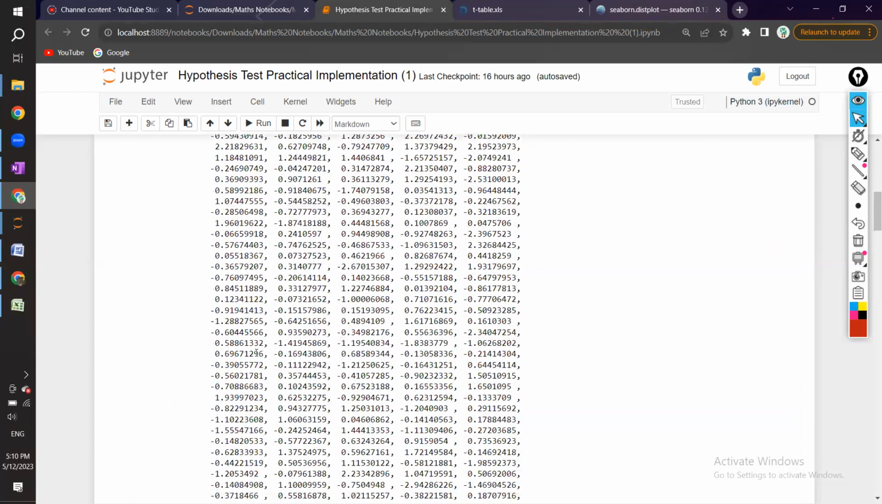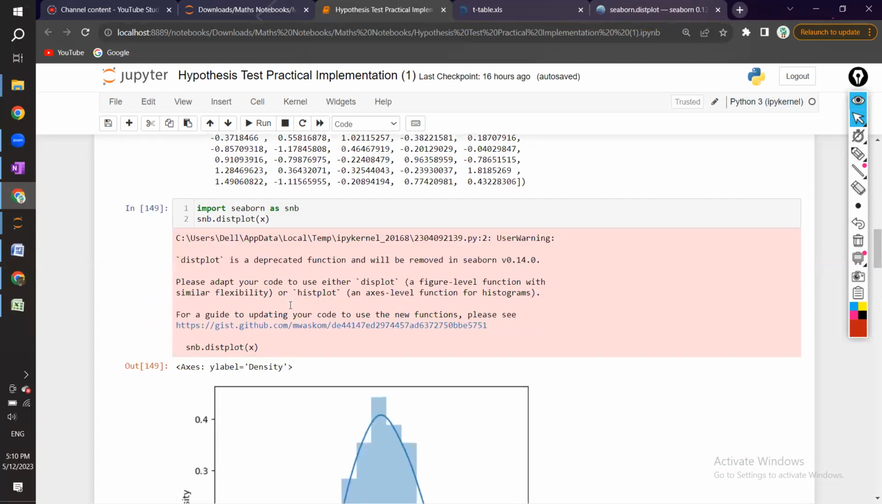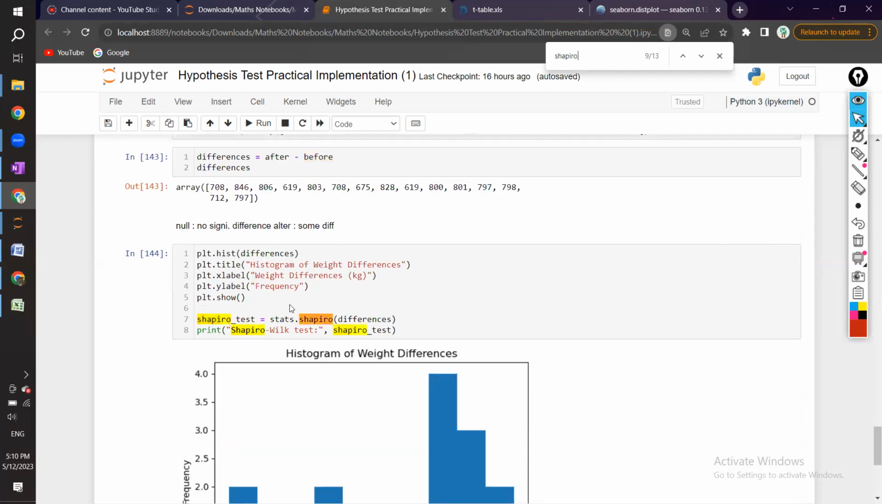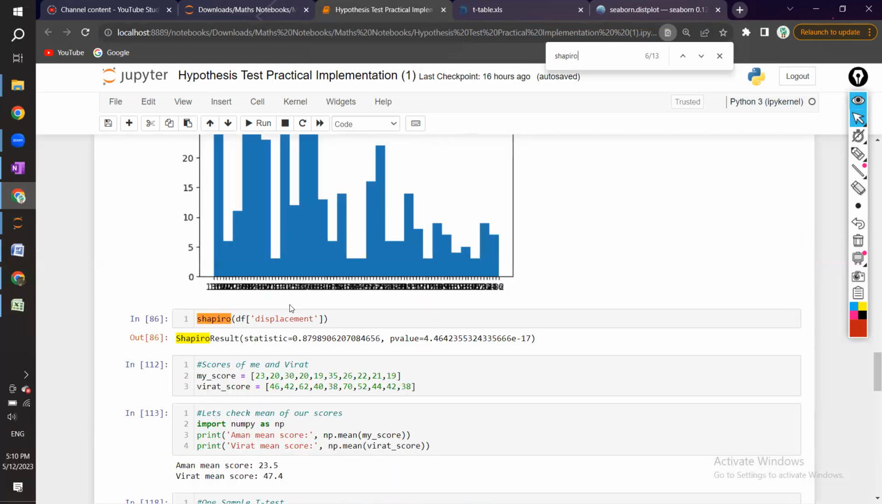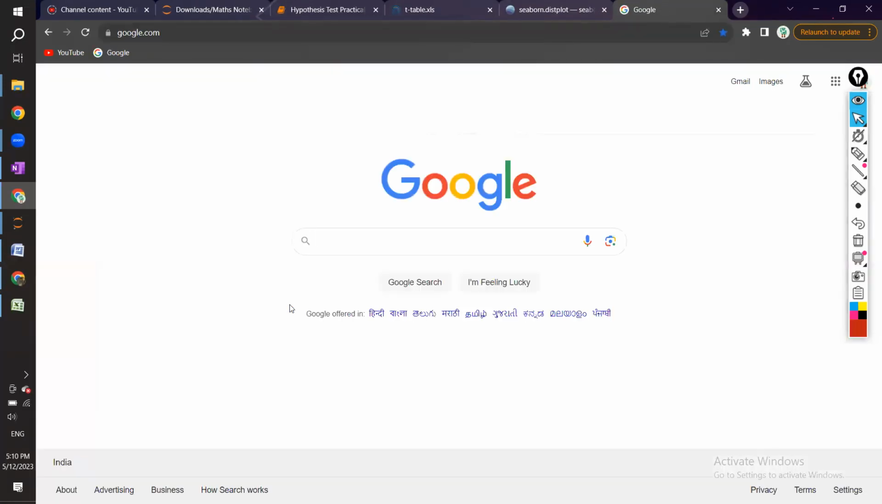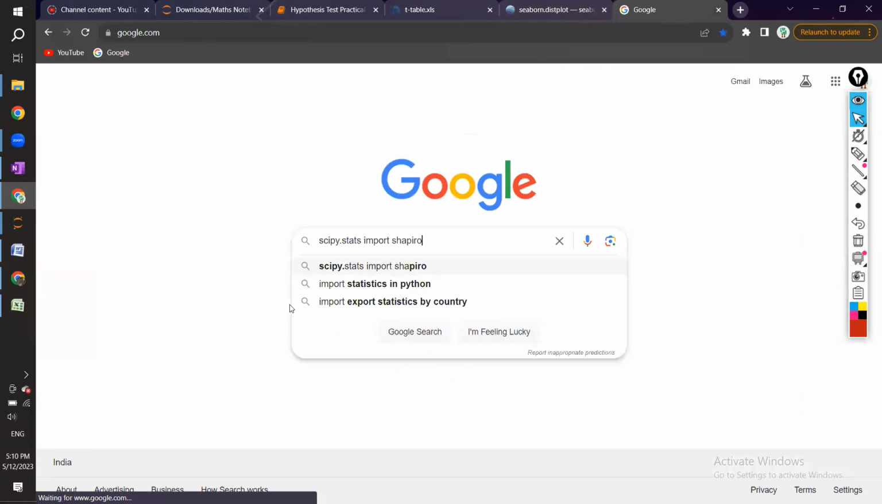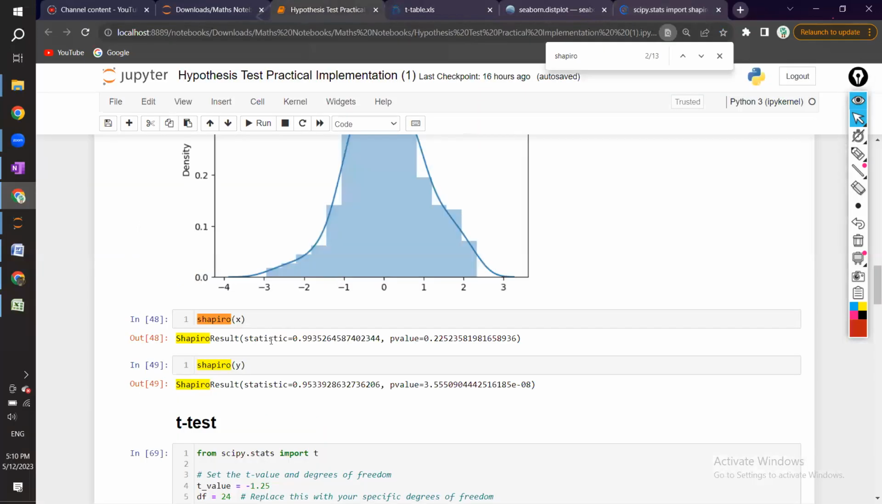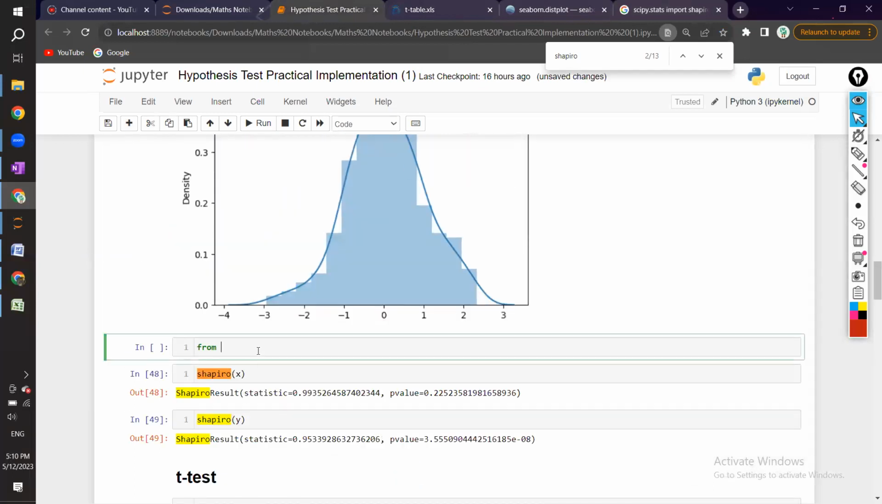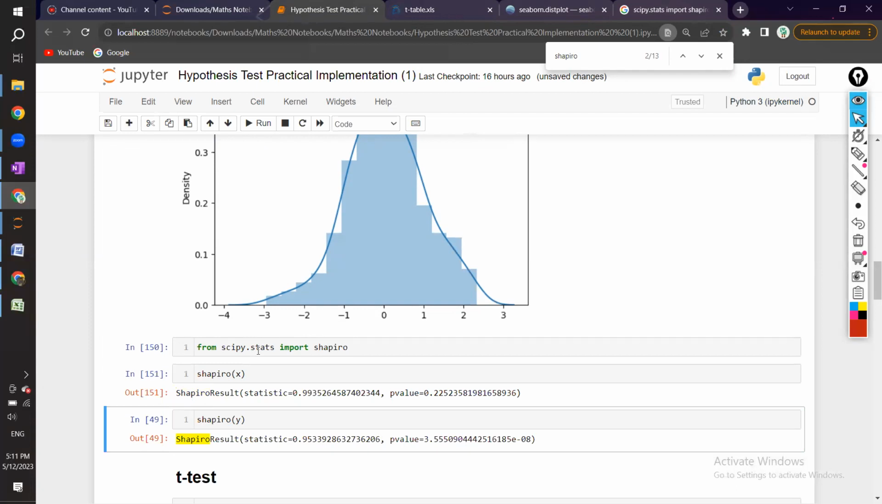So how you need to import the Shapiro is, just give me a second. I have imported it already. From scipy.stats import Shapiro. You need to import the Shapiro, or I will do it here only. From scipy.stats import Shapiro. Now when you pass your value x to Shapiro, it gives you two values.